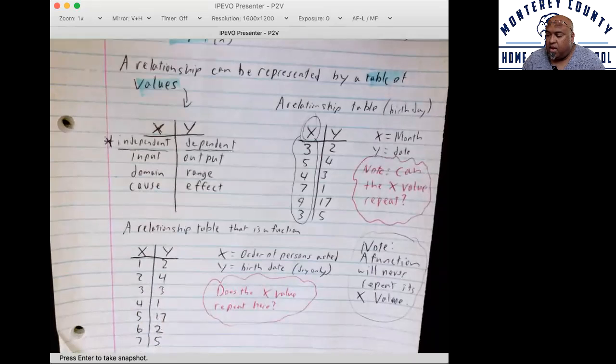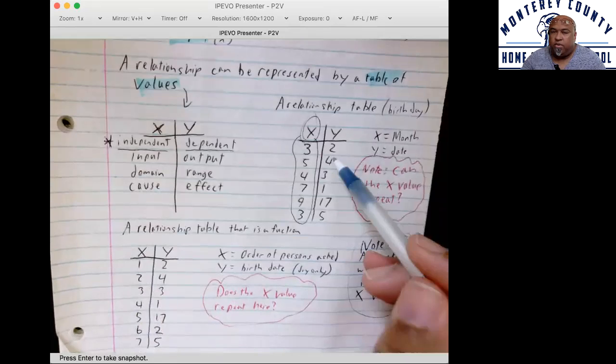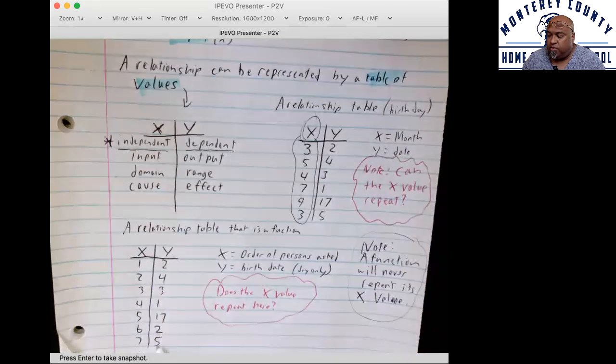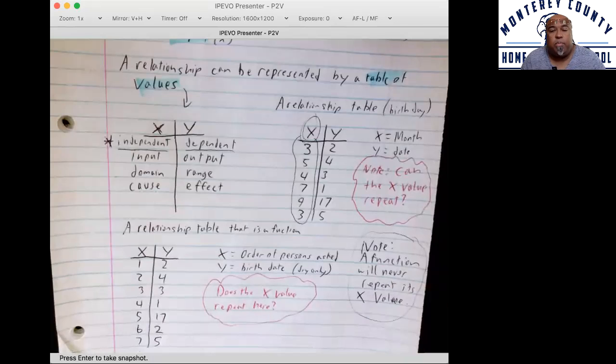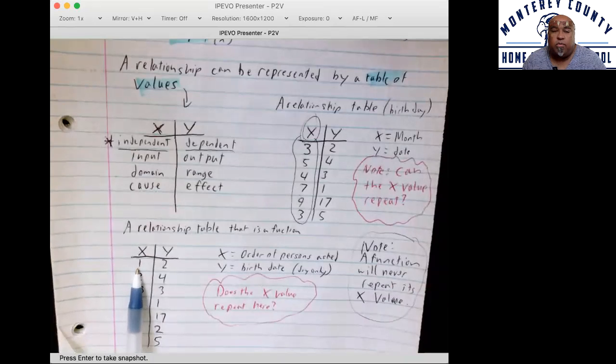Okay. I noticed my numbers were almost the same as on this table, but I changed one. That one should have been 5 and it's 2, but that's immaterial, basically meaning it's not important. But I wanted to show you a point here. In this relationship table, the X number, the independent value, represents just the number of the order that people were asked what their birthday was.